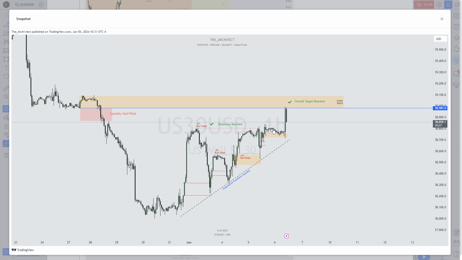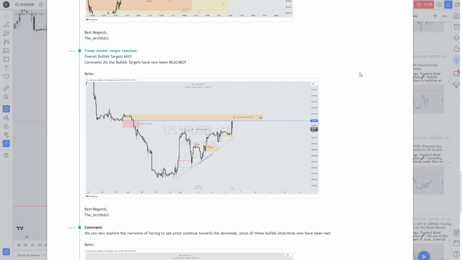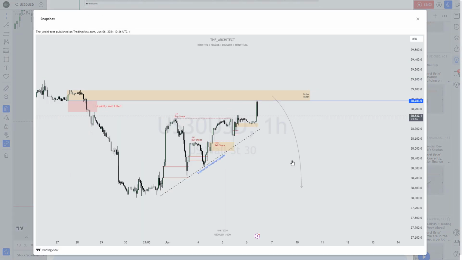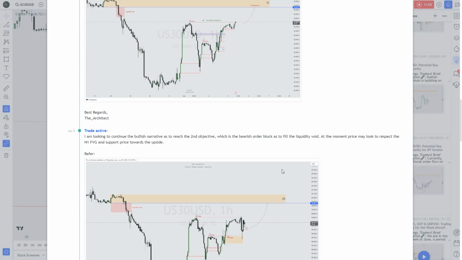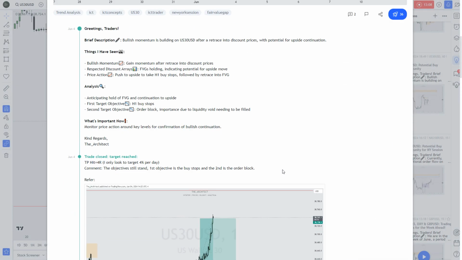So we understand once price engineers liquidity like this, we don't sell the market here. Instead, we buy against all of this liquidity because of that liquidity void over there, right? Cool. So the next objective is to see price continue towards the downside, right? Now, that was last week's trading, coming into this week's trading, right?